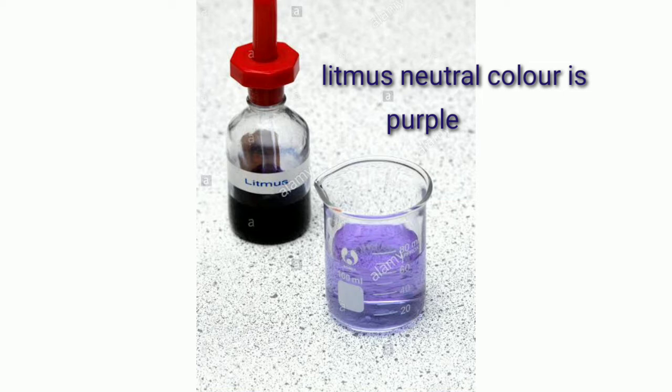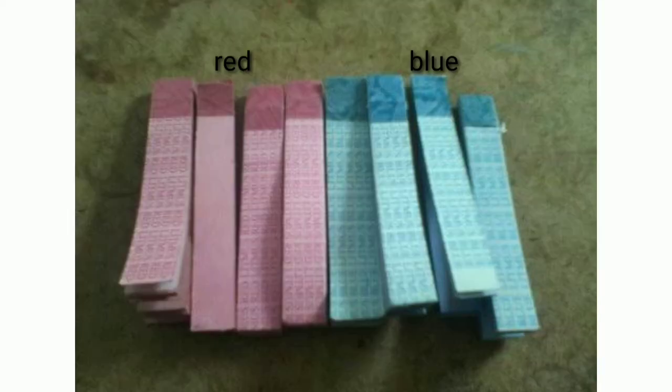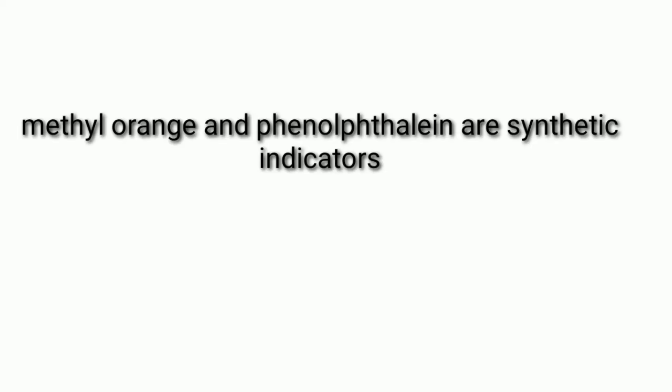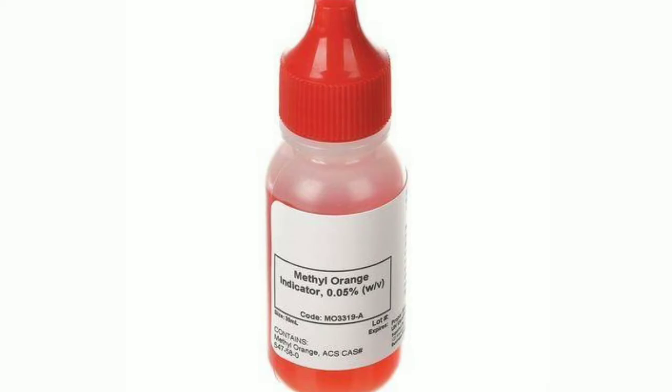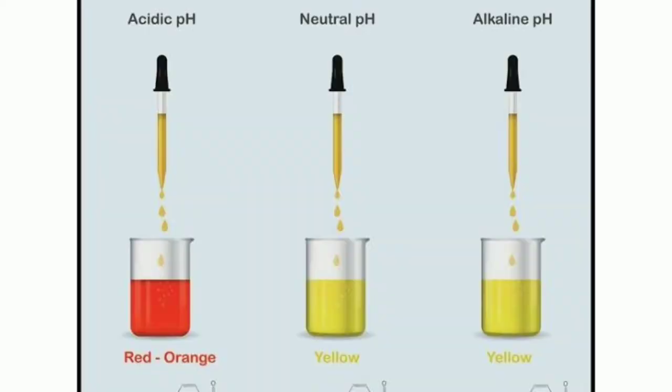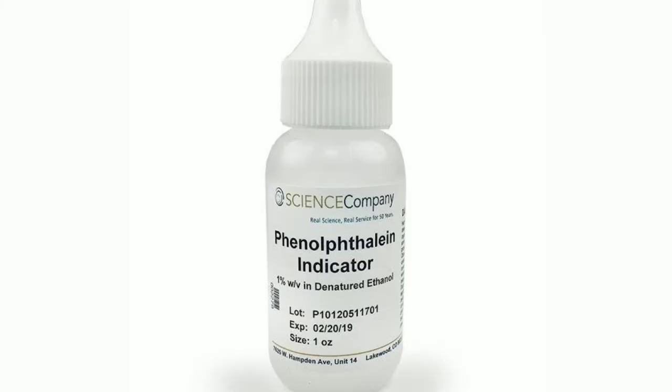Okay. So now litmus is a natural indicator children whose neutral color is purple. It is made into blue litmus and red litmus for the sake of convenience in detecting color change when an acid or base is added to it. But methyl orange and phenolphthalein are synthetic indicators. The neutral color of methyl orange is orange and the color changes which take place in methyl orange are like this: methyl orange indicator gives red color in acidic solution and methyl orange indicator gives yellow color in basic solution.